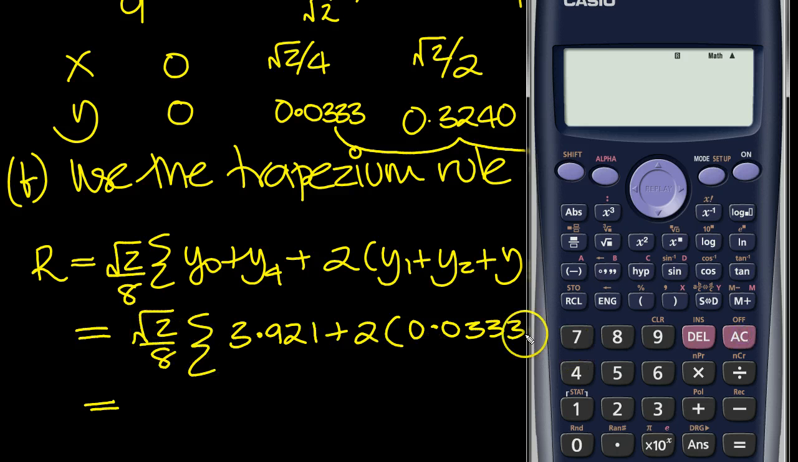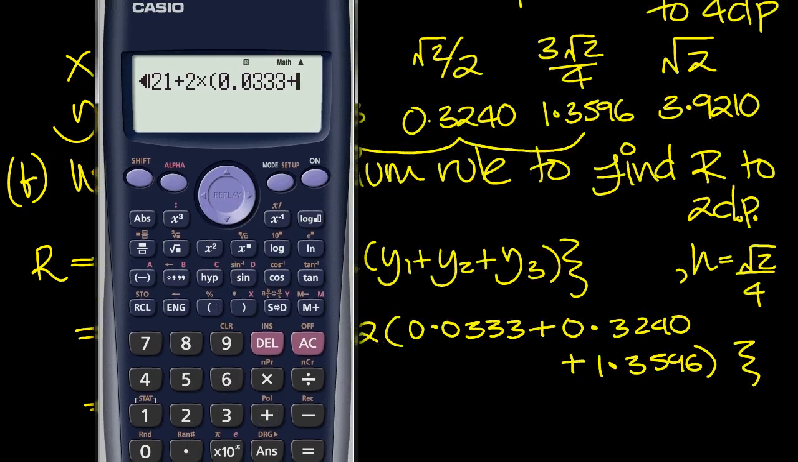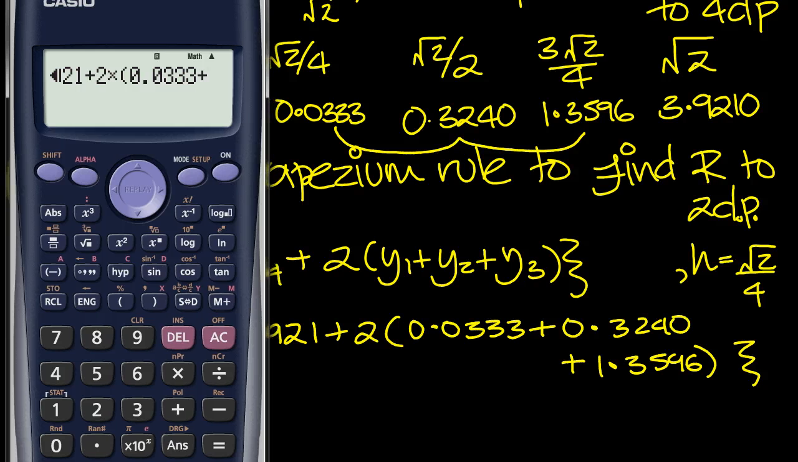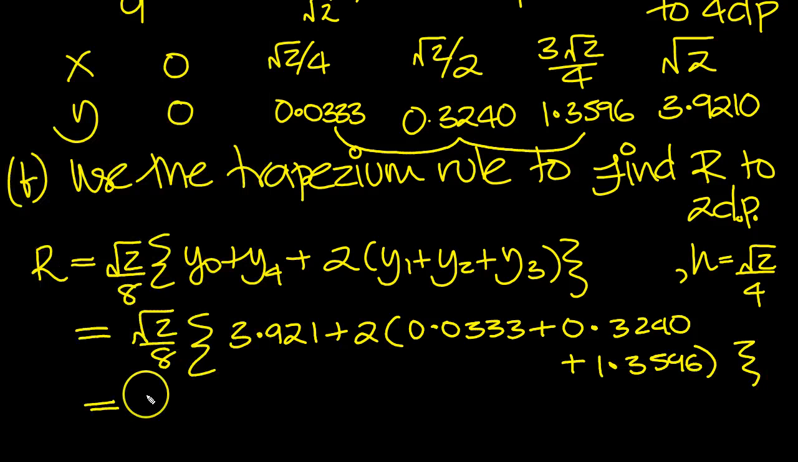Okay, so let's cancel. Root 2 over 8, so that's the square root of 2, outside the square root, divide by 8, times bracket, 3.921, plus 2 times open bracket, 0.0333, plus 0.3240, plus 1.3596. Close the bracket for the 2 times. Close the brace at the end. 1.30 to 2dp, isn't it? So that equals 1.30, and that's the 2 decimal places.